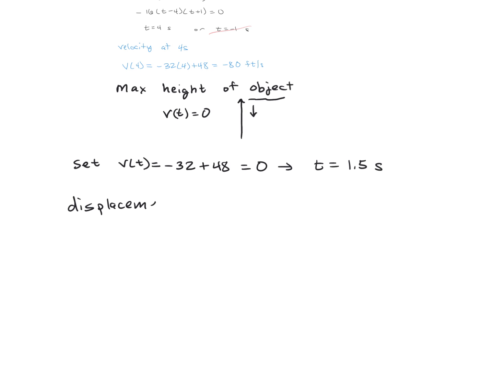So that displacement is going to be s of 1.5, which is going to be negative 16 times 1.5 squared plus 48 times 1.5 plus 64. And that works out to be exactly 100 feet. So at 1.5 seconds in time, our object reaches its maximum height of 100 feet.